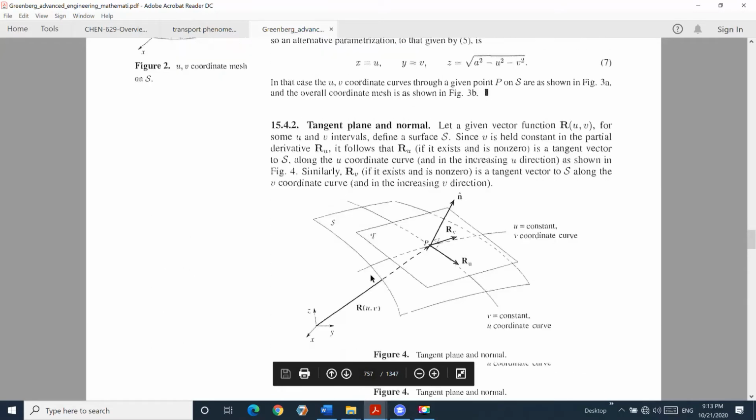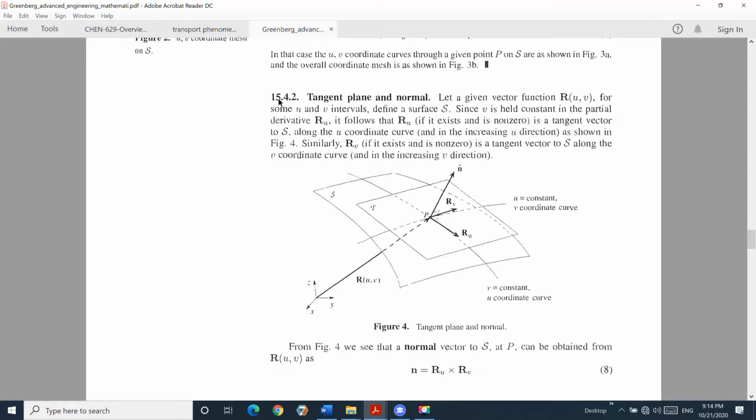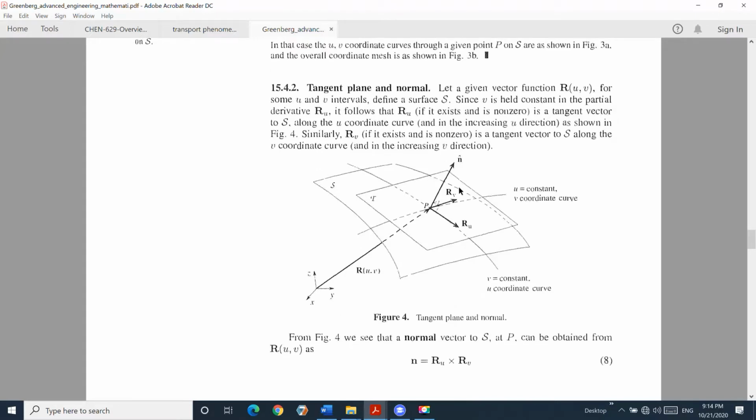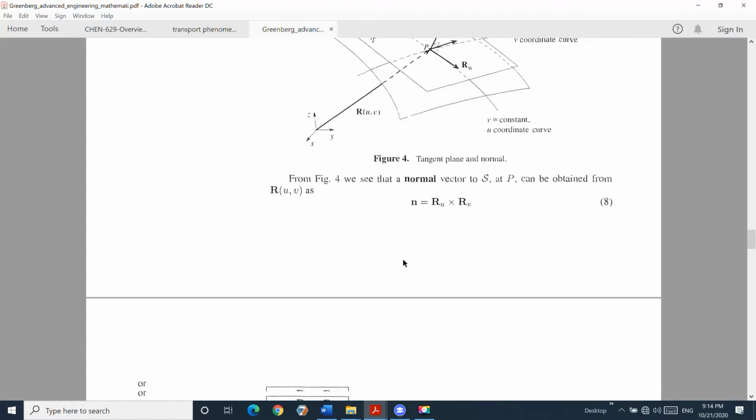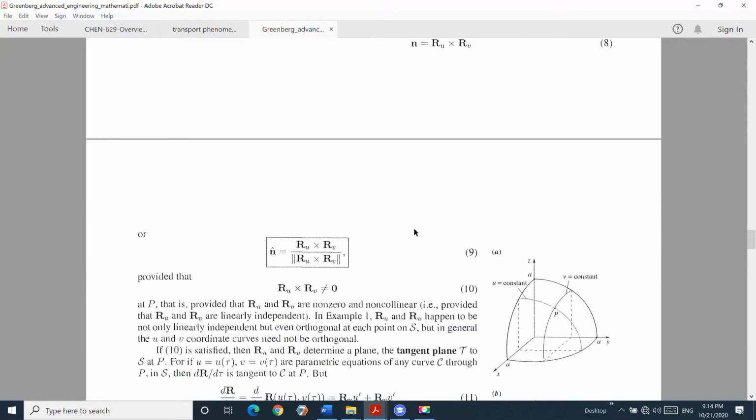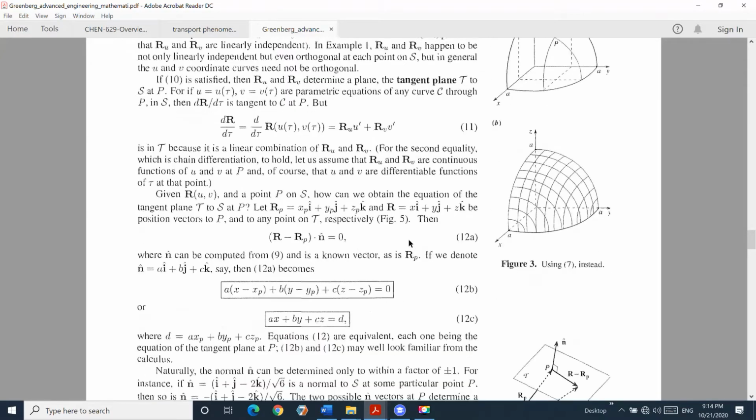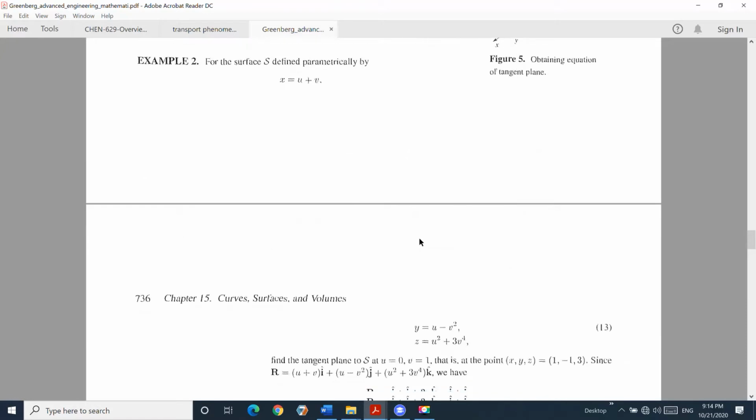In section 15.4.2, it gives the tangent plane and the normal. It gives the definition of the normal. A normal is perpendicular to the surface of the body, and is called the normal. Let's give the definition of the normal in the tangent plane.